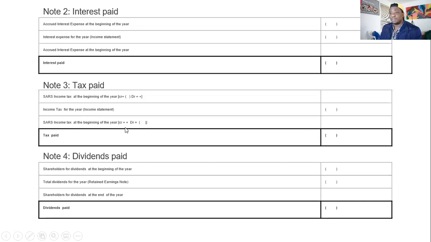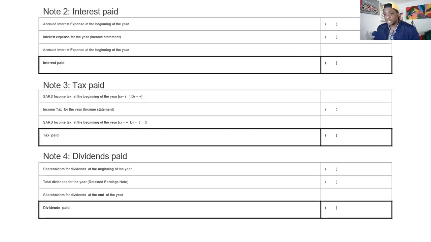But if SARS owes the business at the end of the year, then it means that you overpaid SARS, and therefore, because we have overpaid, we have an outflow of cash. It doesn't matter if you overpay someone or underpay someone, as long as cash went out, then you have an outflow of cash. And then the other note is dividends paid.